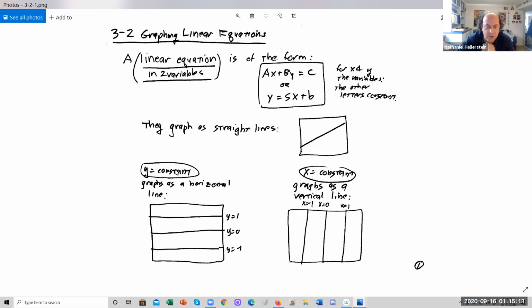Now, there are two simple forms. Y equals a constant. That graph is a horizontal line. The y equals 0 line is the x-axis. The y equals 1 line is lifting up the axis by 1 unit. The y equals -1 line is the x-axis lowered by 1 unit, and so on. The x equals constant equation graphs as a vertical line. The x equals 0 line is the y-axis, vertical. X equals 1 is the vertical line, move 1 to the right. X equals -1 is the vertical line, move 1 to the left.